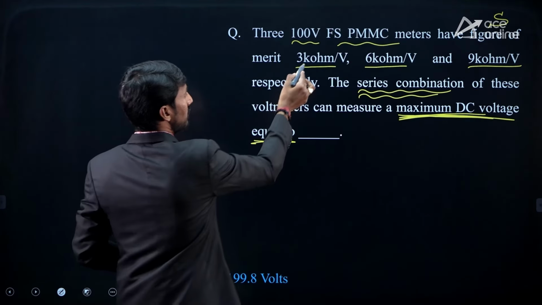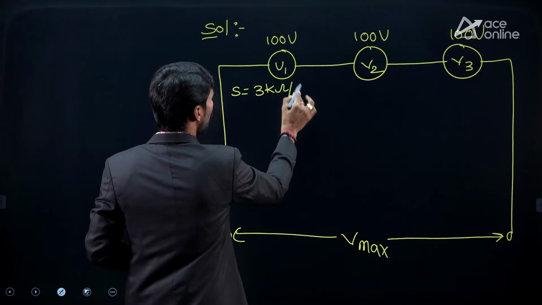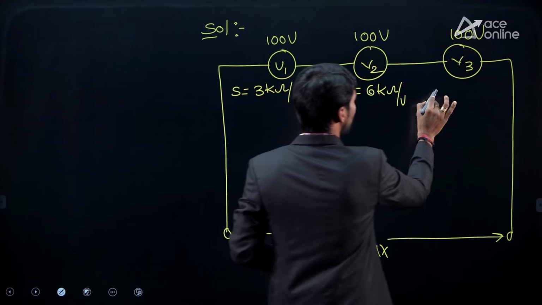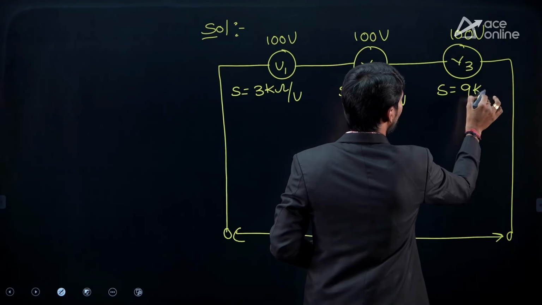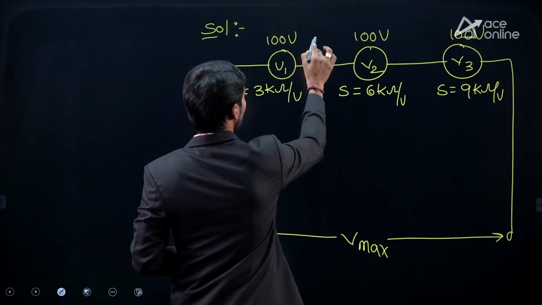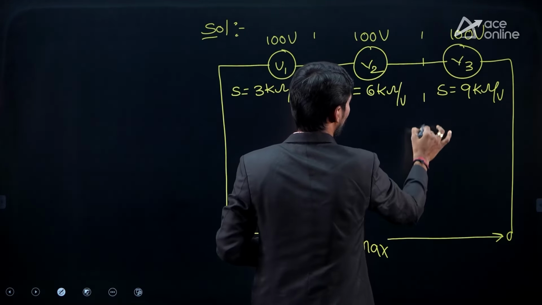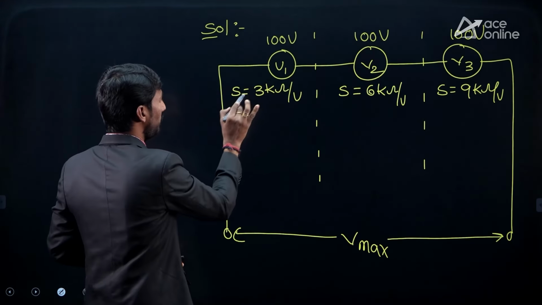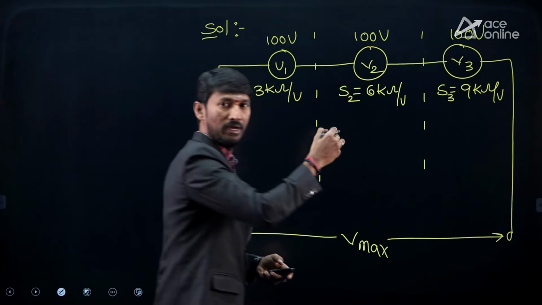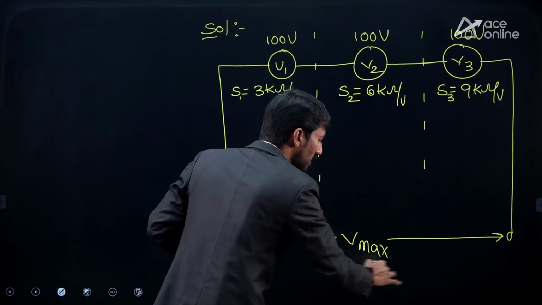Next one. The sensitivity is 3 kilo ohm per volt, 6 kilo ohm per volt, 9 kilo ohm per volt. Check it. 3, 6, 9. Okay. Now, I am making 3 divisions for clarity purpose like this. Right. Now, as 3 meters are there, I am writing S1, S2 and S3. 3 meters, 1, 2, 3 I am giving. Okay. Now, with these 3, what is the maximum voltage measured?